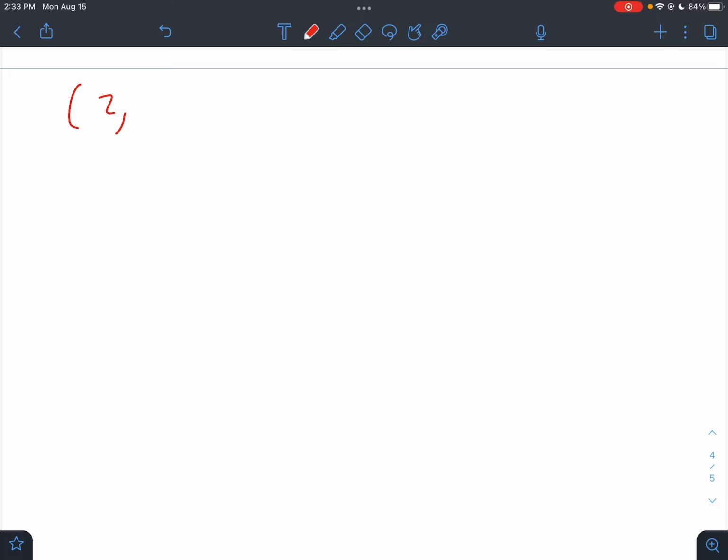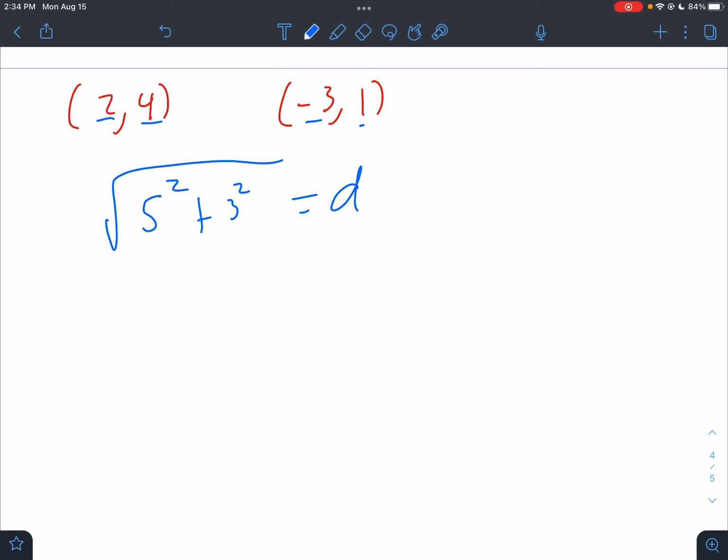So let's say we have 2, 4 and -3, 1. Just making stuff up. The goal is for you to eventually be able to look at this and be like, okay, 2 to -3, that's a distance of 5, I'm going to square it. 4 to 1, that's a distance of 3, I'm going to square it, and I know I'm going to take the square root of that answer. That's how quickly I want you to eventually get.